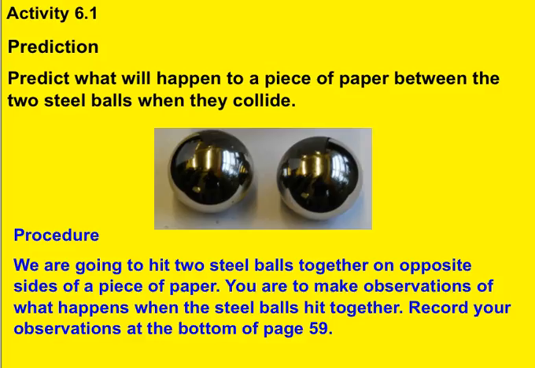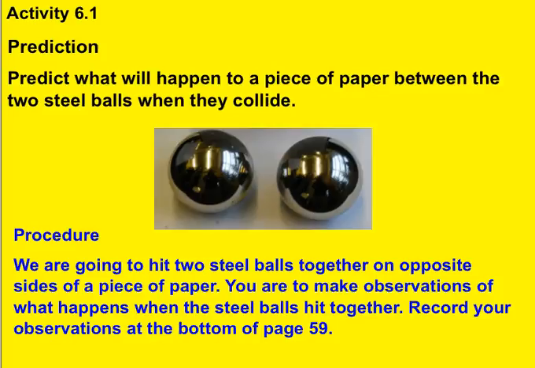So first thing I want you to do, when you look at your book on page 59, is predict what will happen to a piece of paper between the two steel balls when they collide. We're going to take these two steel balls and slam them together, and we're going to have a piece of paper in between. What is your prediction? What do you think will happen? So go ahead, pause this video and make your prediction.